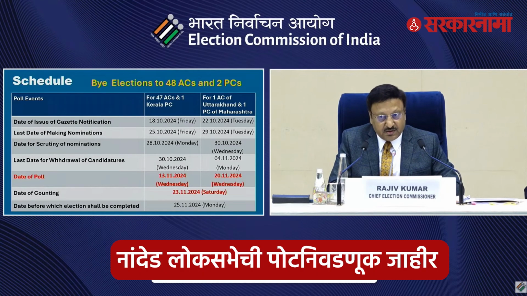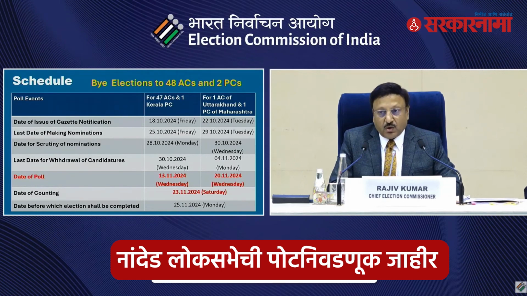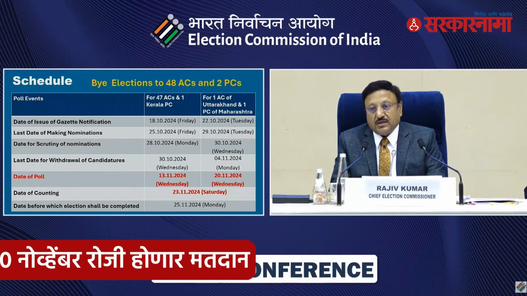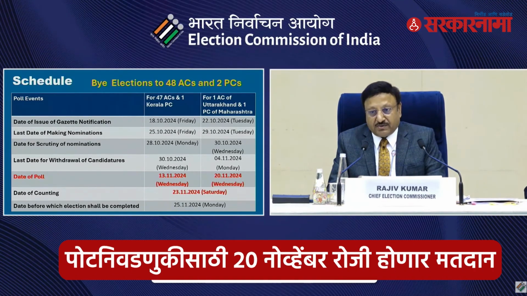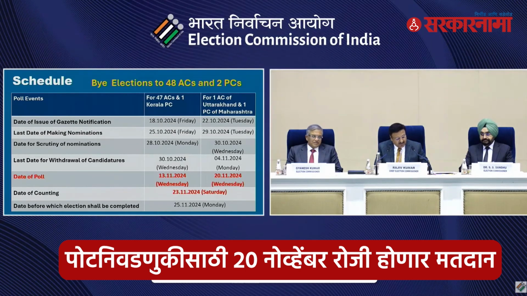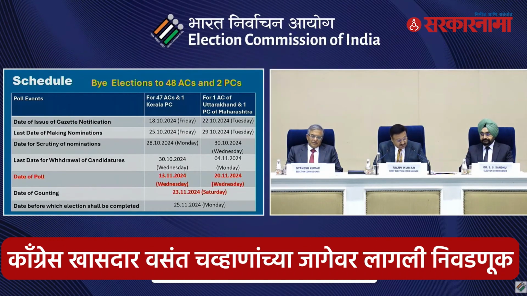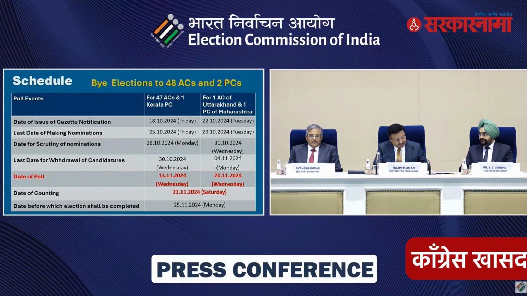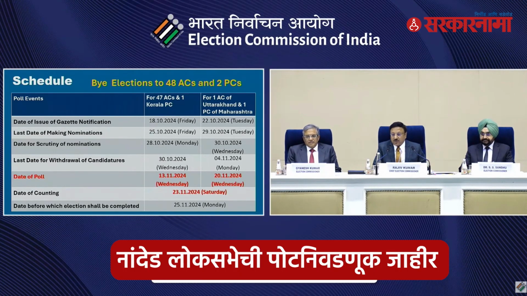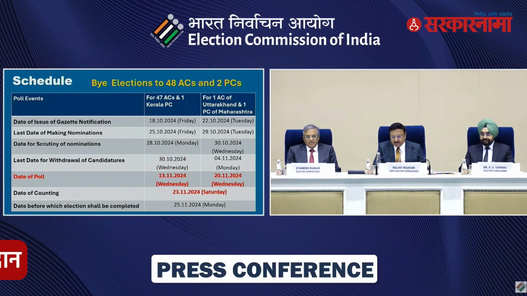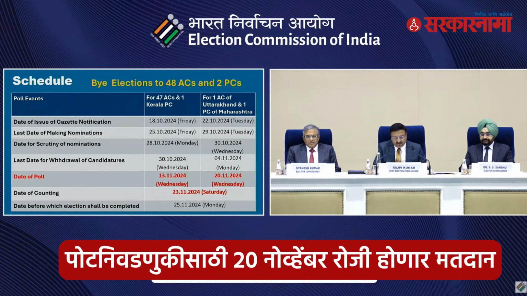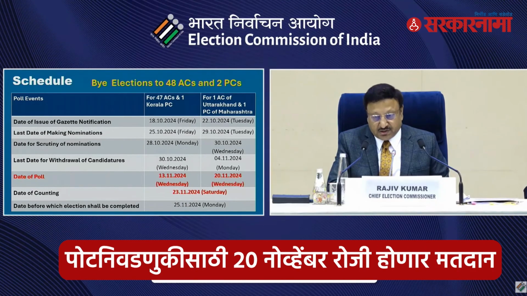The same schedule, 13th November would be the date of poll. And only for two ACs, one for assembly and one for parliament, that is Kedarnath in Uttarakhand, because on 12th there is a gazetted holiday and dispersal of the parties takes place on that day. Therefore, it is on 20th.